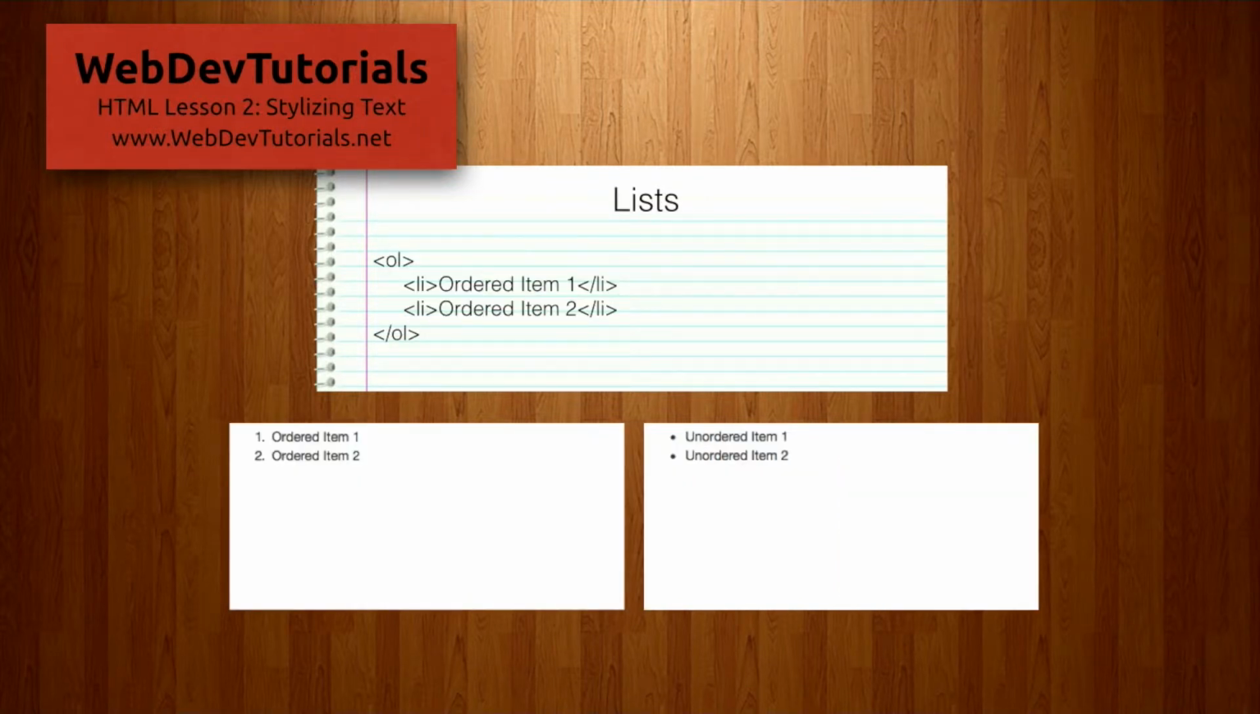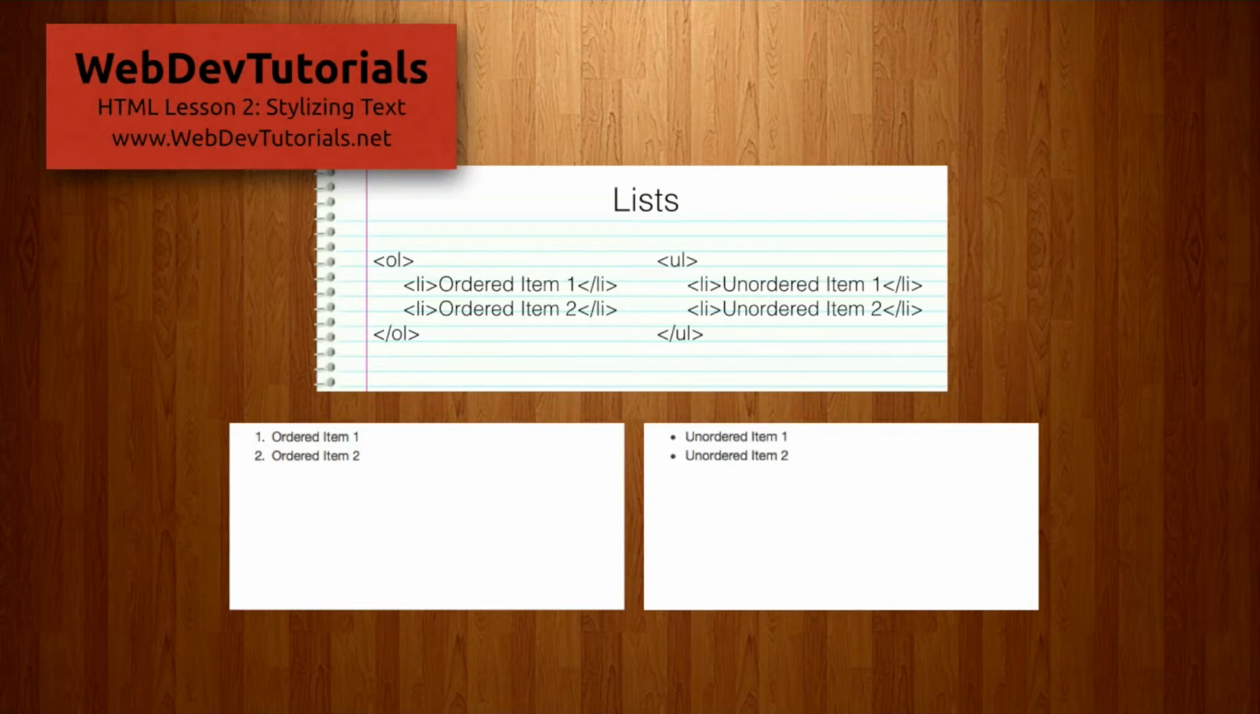Let's take a look at making a list. In HTML, we have 2 different types of lists. Ordered lists are usually numbered and can be used for chronological steps, while unordered lists are generally bullet points and are used for things where the order does not matter. The list is constructed as follows.